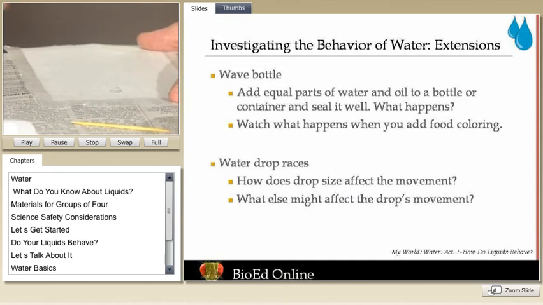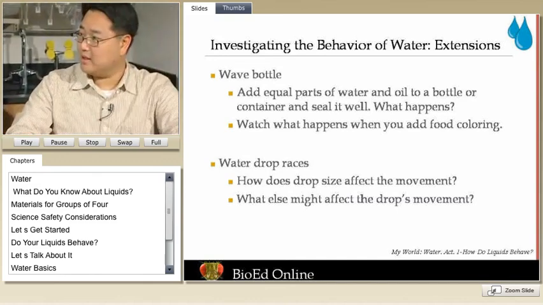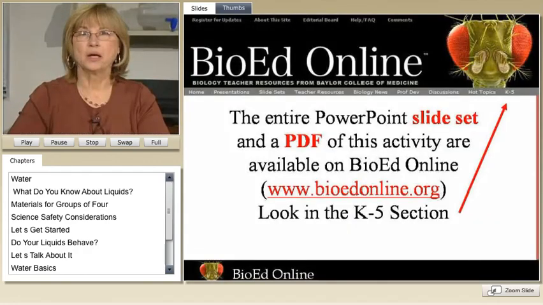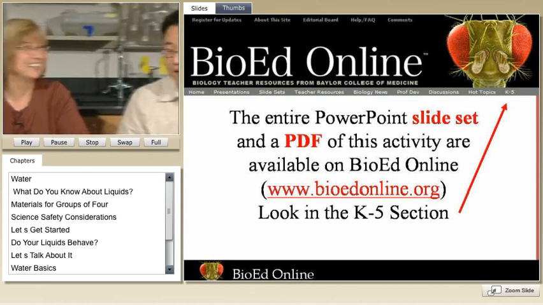That's really cool. So we've seen a couple of other ways to take properties of water and explore it with kids. Okay, excellent. Not only will students learn a lot from this activity, but I think they'll have a lot of fun doing it.